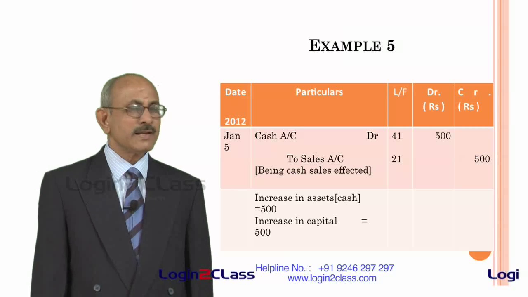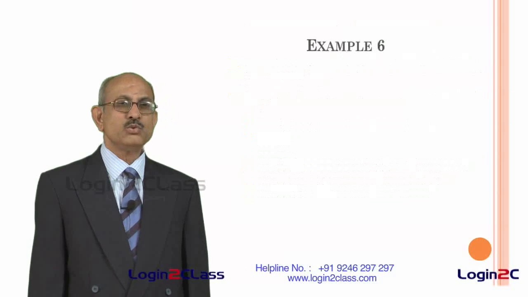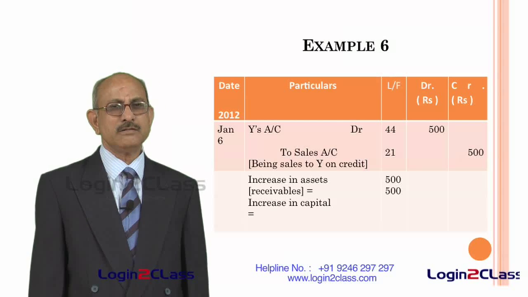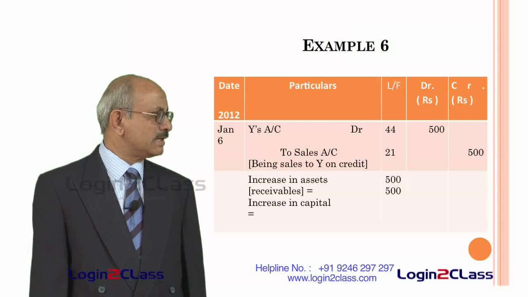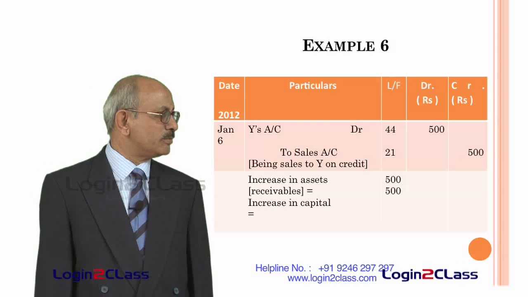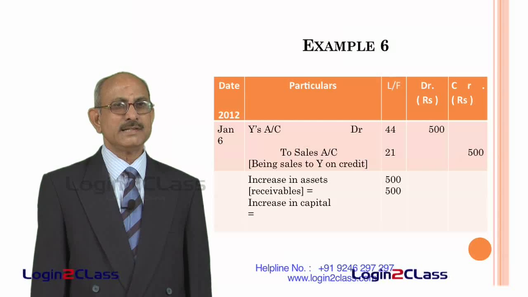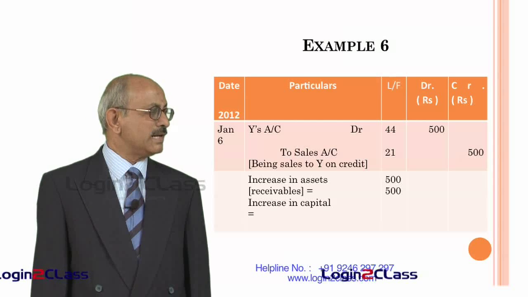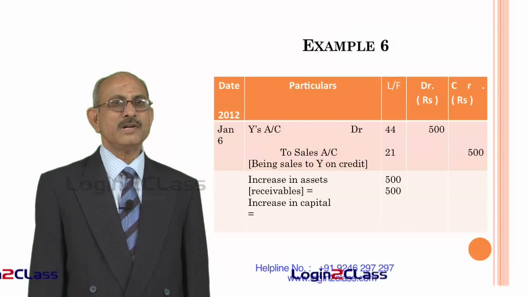Then example 6, you see, sales effected to Y on credit. So, Y's account is being debited, that means this is the amount which has to be recovered from Y at a later point of time. It is also known as debtors or receivables, and sales account is credited with 500 rupees. So, what has happened here is an increase in assets, receivable is an asset, a part of the current assets. So, that has gone up by 500 rupees, whereas capital has gone up by 500 rupees, because sales account means an increase in profit and consequently an increase in the capital of the entity.